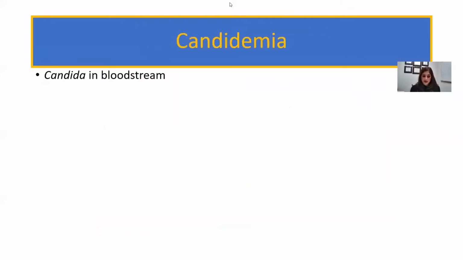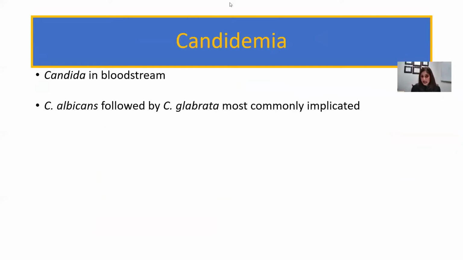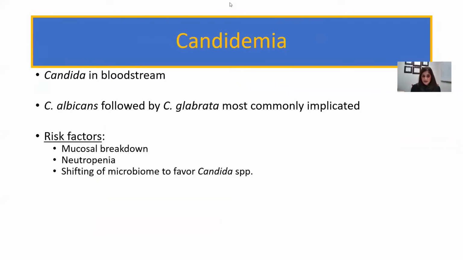Candidemia, of course, we are referring to Candida in the bloodstream, and this is most commonly caused by Candida albicans, followed by Candida glabrata. These are the most commonly implicated species. Some of the risk factors, which we've sort of gone over, include mucosal breakdown. So when it comes to our oncologic patients, either due to mucositis from their chemotherapy, presence of central venous catheters, or an underlying GI malignancy.